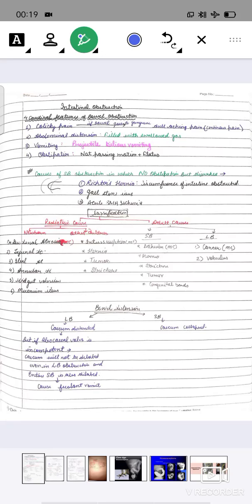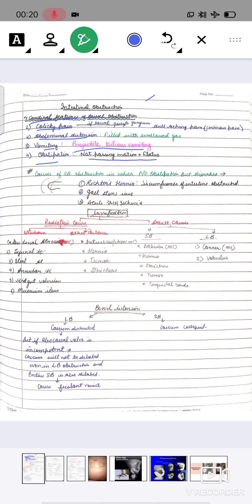Today's topic is intestinal obstruction. Basically, there are four cardinal features of bowel obstruction, which are colicky pain, abdominal distension, vomiting, and obstipation. Initially, the patient presents with colicky pain, and the abdominal distension will be because of swallowed gas. The vomiting will be projectile bilious vomiting, and obstipation means not passing motion as well as flatus.